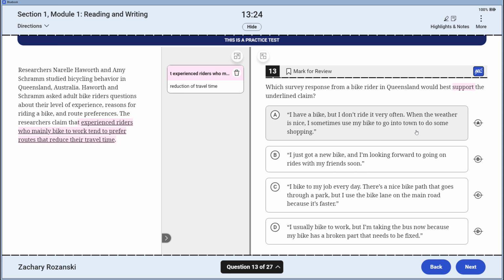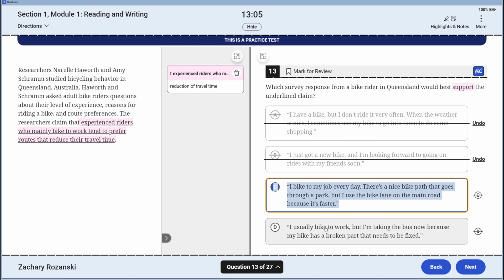I have a bike, but I don't ride very often when the weather is nice. No, this is weather pertaining, not reduction in travel time. I just got a new bike and I'm looking forward to going on rides with my friends soon. Nope, I want a reduction of travel time, not a way to build camaraderie with friends. I bike to my job every day. There's a nice path that goes through a park, but I use the bike because it's faster.